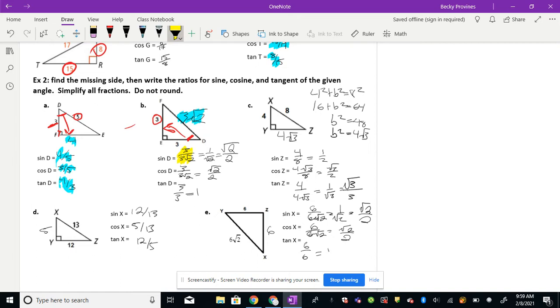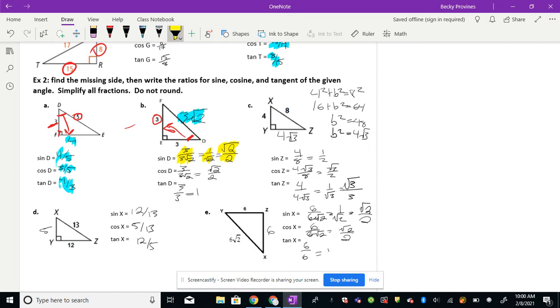So let's first simplify those 3's. They cancel out from the top and bottom. So we're left with 1 over root 2. And we're going to multiply both the top and bottom by root 2. So we are left with root 2 over 2.